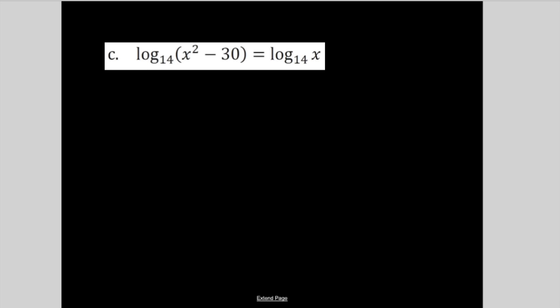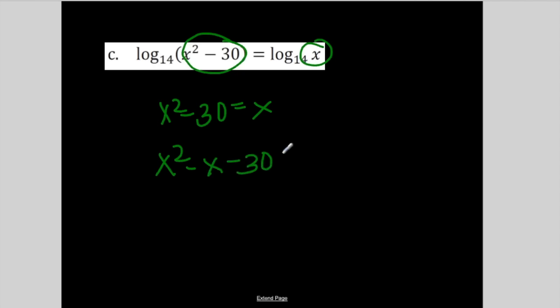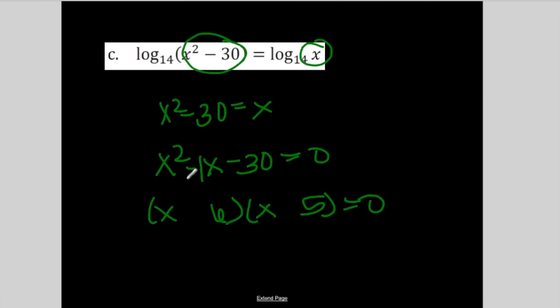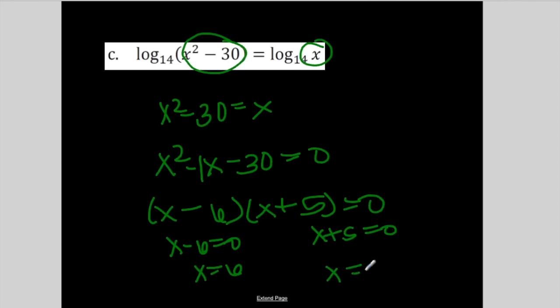And our last problem, we have log base 14 on both sides. So once again, I can set what's on the inside equal to each other. So I would have x squared minus 30 equals x. I notice an x squared, so it's a quadratic. Move it all over. Factor, so it multiplies to negative 30 but adds to negative 1. 6 times 5, for them to add, this would have to be negative, positive. And once again, when you plug it in, you can't have a negative, so x equals 6 is my final answer.